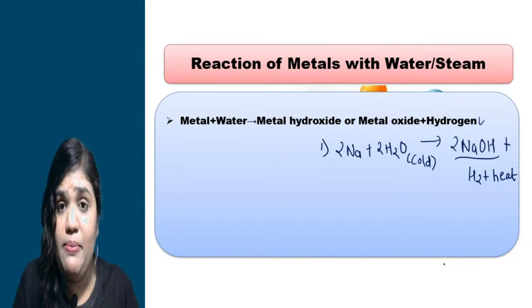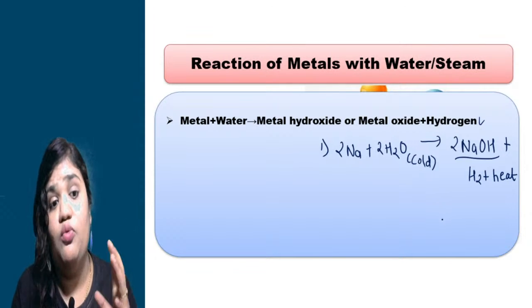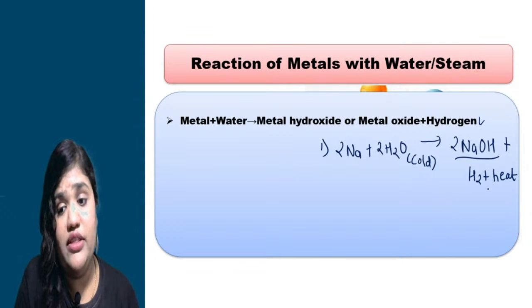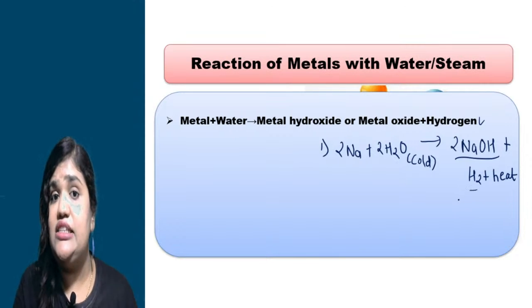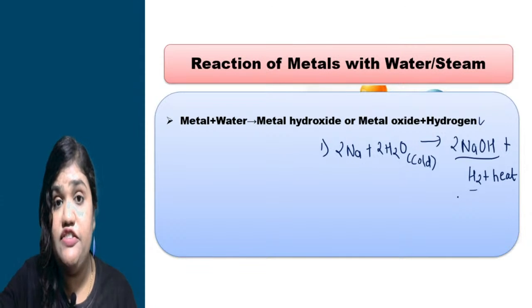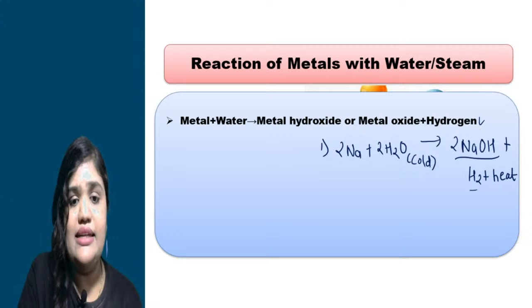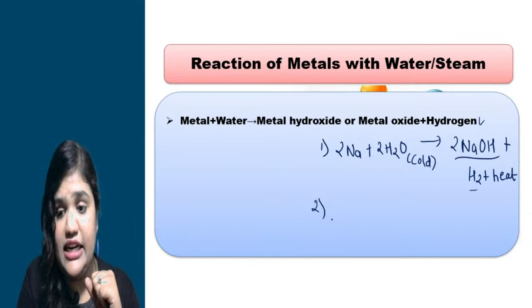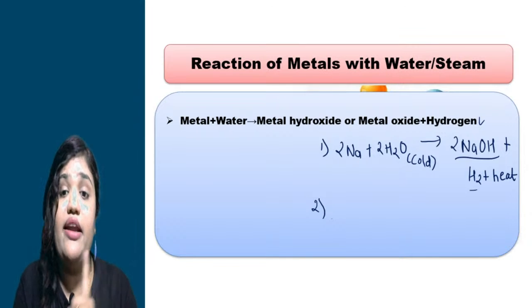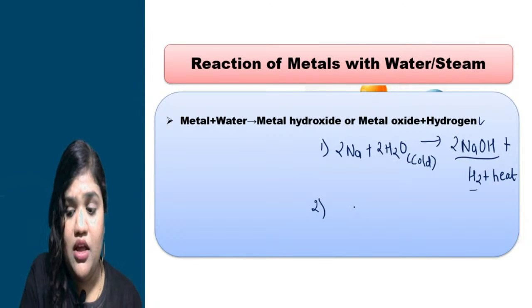So yes, when metals react with water, there is a formation of metal hydroxide. Along with that, there is a formation of hydrogen, as well as heat is liberated, heat is given out, in this particular reaction. Now let's talk about the second reaction. Again, I am going to take the next example for your understanding. What will happen if metal reacts with steam? We are going to find out the product over here.